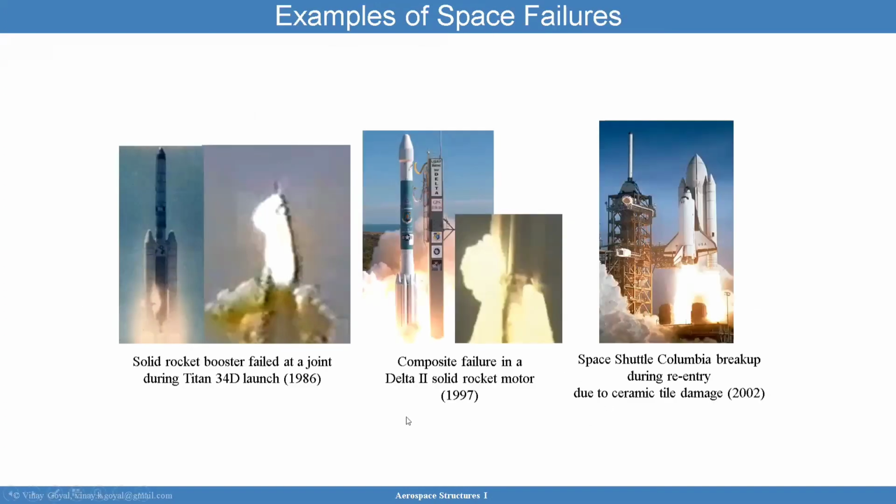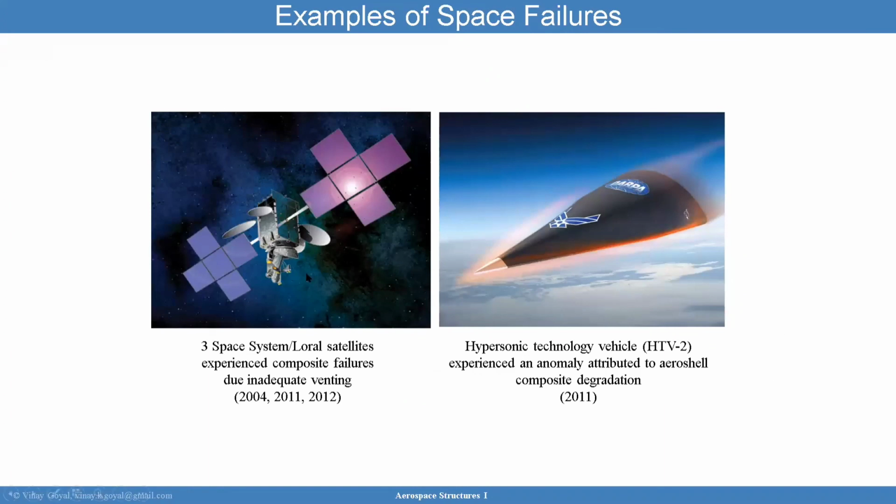Examples of other space failures include the Titan 34D, which exploded during ascent. We have the composite rocket failure, Delta II, which exploded as well during ascent. And then we have the Space Shuttle Columbia breakup, which we'll talk about a little bit later in this lecture. We have three Space Systems Loral satellites that experienced composite failures due to inadequate venting. What I mean by that is that as the spacecraft ascends, the outside pressure drops to zero, but the inside of the honeycomb sandwich core, which is manufactured on the ground, will maintain pressure. And so that differential pressure when you go to space across the face sheet, with potential weakness in the bond line, causes a failure. And what you see here is something interesting: 2004, 2011, 2012. So obviously this failure occurred three times.